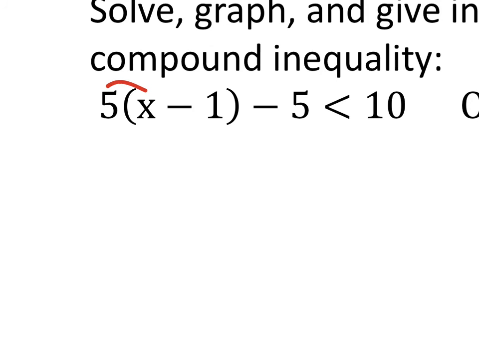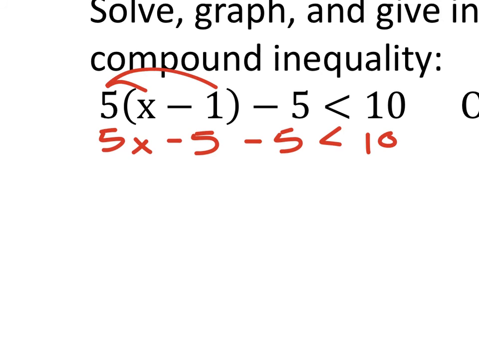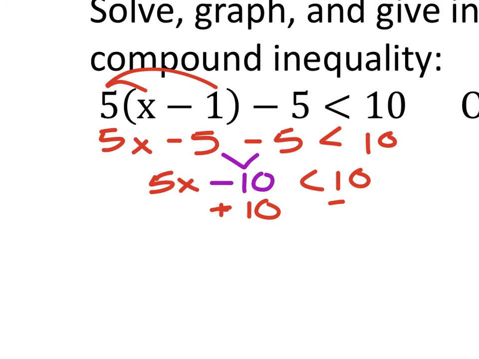So again, just solving this like we would with a regular inequality. I'm going to distribute the 5 first. So 5 times x is 5x. 5 times negative 1 is negative 5. Now we've got this negative 5 is less than 10. And yeah, I can combine some like terms here with the negative 5 and negative 5. That's going to be negative 10. So now we've got 5x minus 10 is less than 10. Now I'll get rid of that negative 10 there. I'll zero it out by adding 10 to both sides.